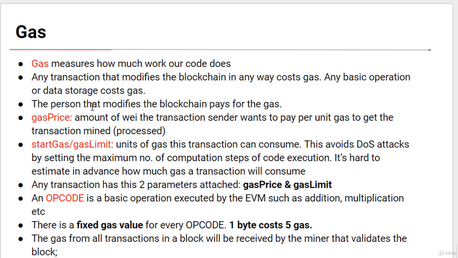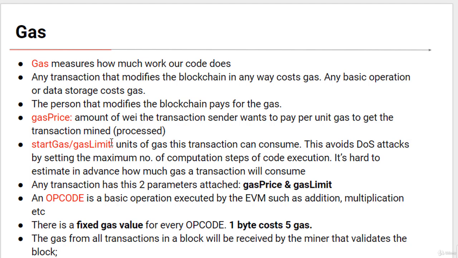We have two variables, the gas price and the start gas or gas limit. These two variables are attached to any transaction. Let's see what they represent. The gas price is the amount of wei the transaction sender wants to pay per unit of gas to get the transaction mined or processed. So, for example, I could say I want to pay 5 wei for a unit of gas. That means that I have a gas price of 5.